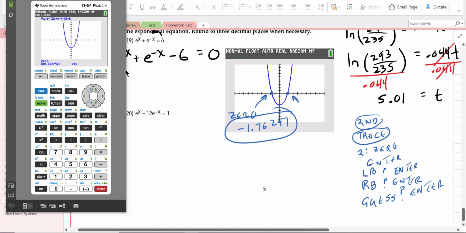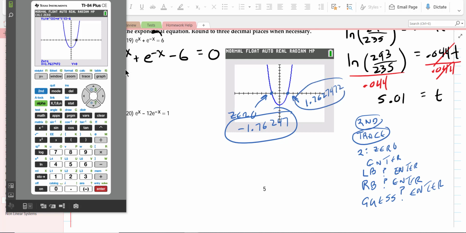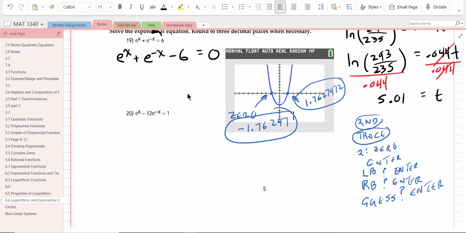So that one is positive 1.7472. So that's how you do that. You can solve any equation on a calculator, if something's graphable. Did that make sense, what I was doing?